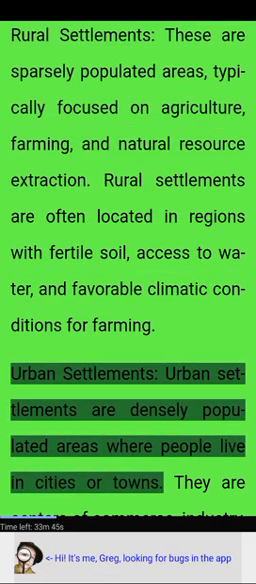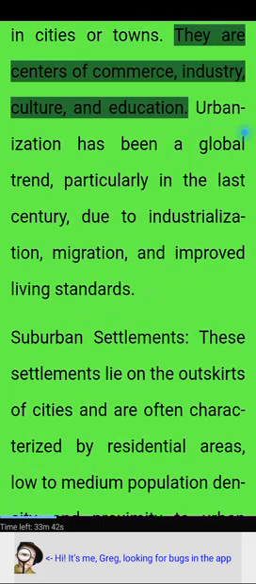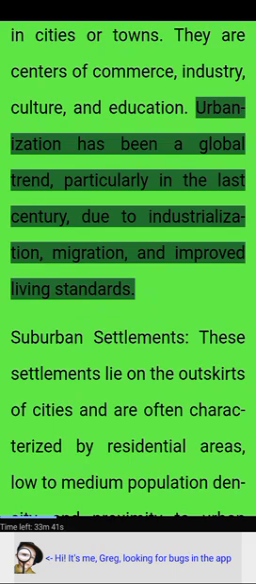Urban settlements. Urban settlements are densely populated areas where people live in cities or towns. They are centers of commerce, industry, culture, and education. Urbanization has been a global trend, particularly in the last century, due to industrialization, migration, and improved living standards.